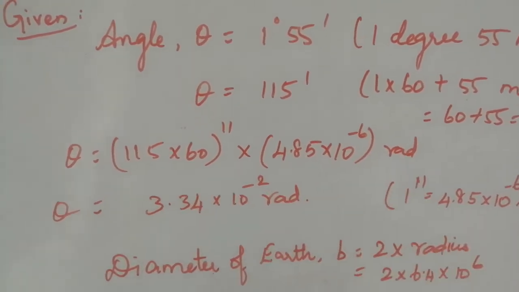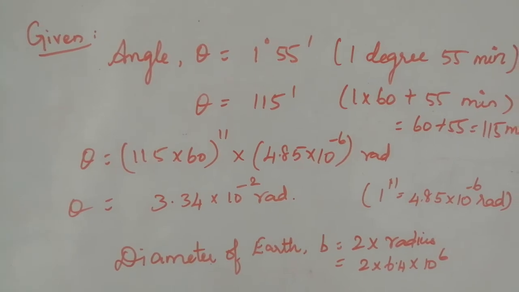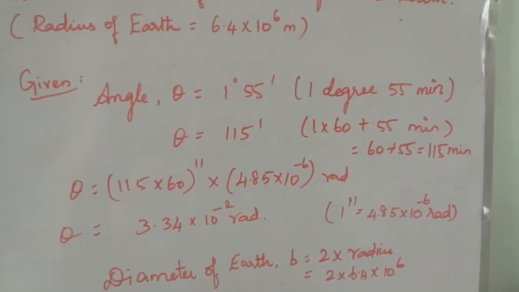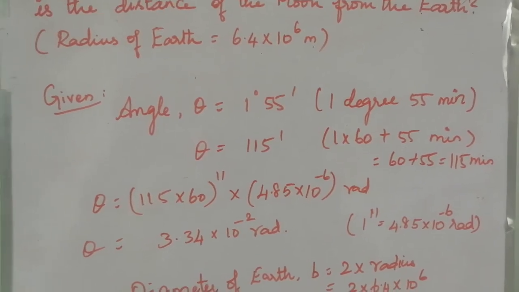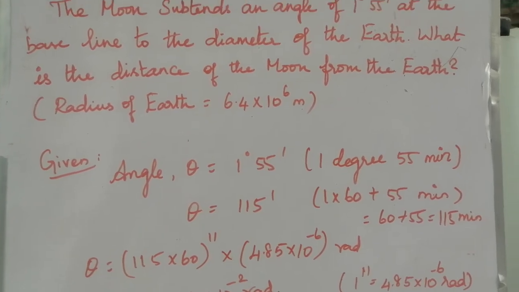So if you multiply on the whole, you get theta value as 3.34 × 10^-2 radians. Now we have the theta value, and they have given that the radius of the earth is 6.4 × 10^6 meters.